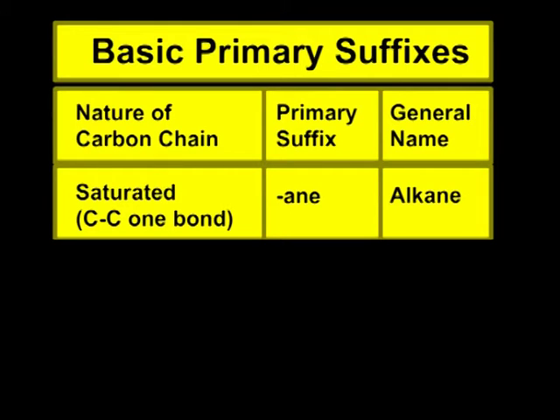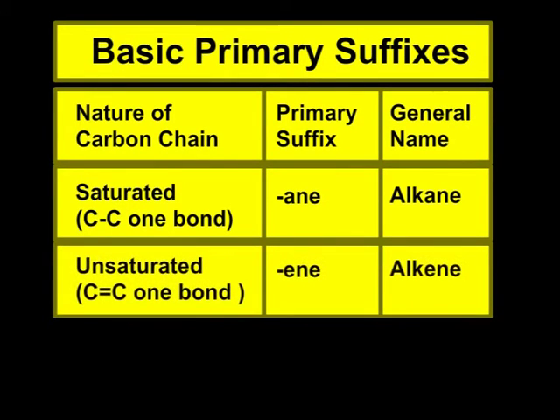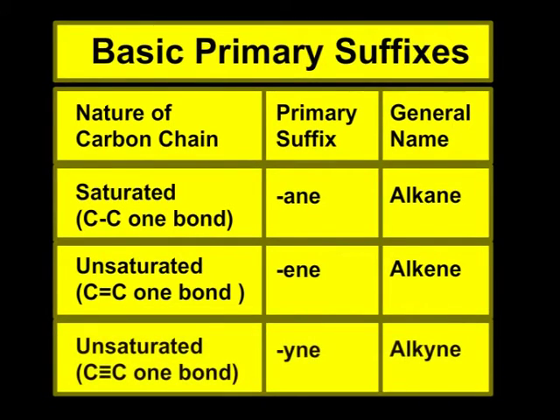If nature of carbon atom is unsaturated, it means that there will be double bond between carbon atoms. Primary suffix will be ene. General name of the compound will be alkene. If nature of carbon atom is unsaturated, it means that there will be a triple bond between carbon atoms. Primary suffix will be yne. General name of the compound will be alkyne.